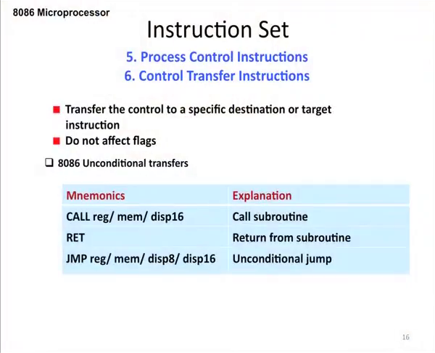After the string manipulation instructions, we have another category of instructions in 8086 microprocessor, that is control transfer instructions. Now let us see what is the meaning of control transfer instructions. As we all know, the machine executes the instructions in a sequential manner, that is one after another.